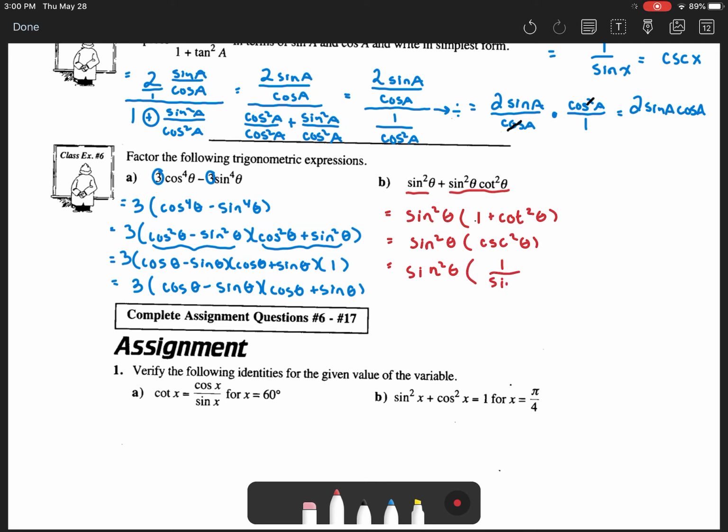Now, cosecant squared of theta is 1 over sine squared of theta, isn't it? They're reciprocals of each other. So now really you have sine squared of theta times 1 over sine squared of theta. These expressions cancel out, so you're really left with an expression that is just equal to 1. And that's it.